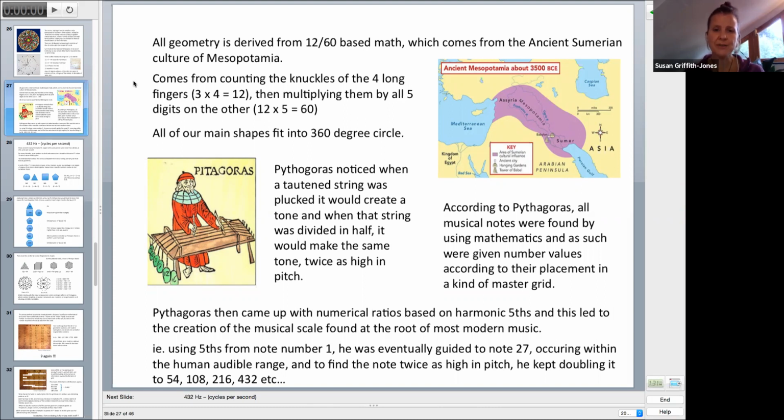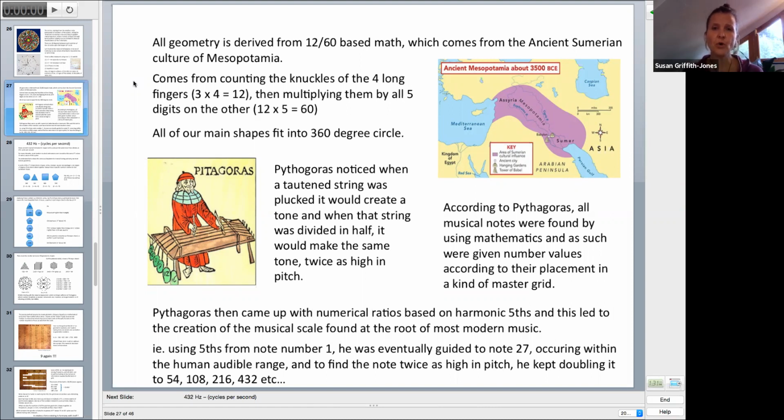All of our main shapes fit into the 360-degree circle. Pythagoras noticed when a taut string was plucked that it would create a tone, and when that string was divided in half, it would make that same tone twice as high in pitch, and again and again, as you divided it by half, half, half, etc.